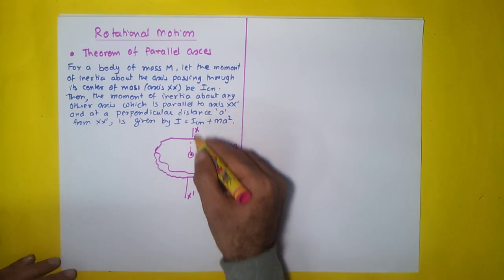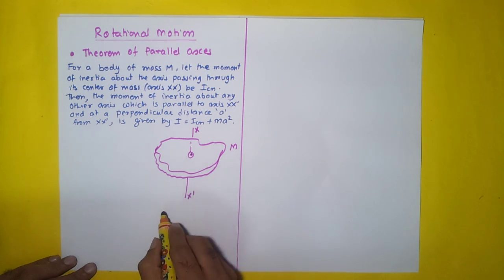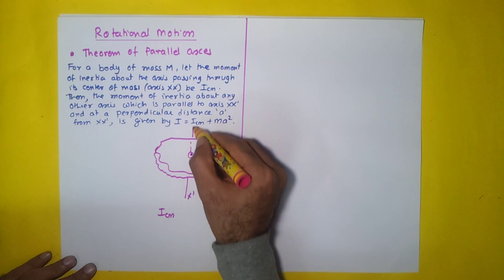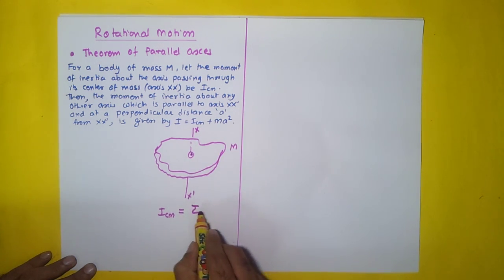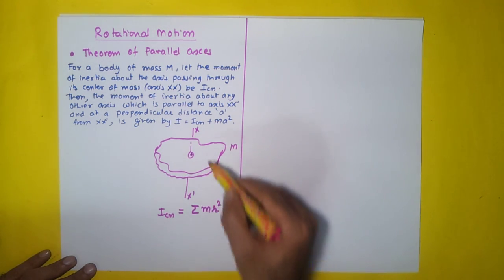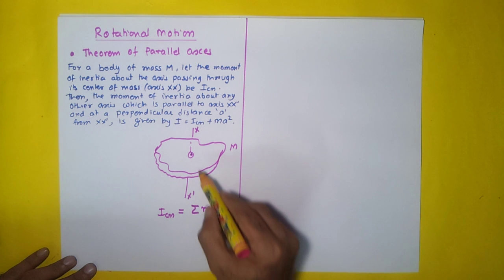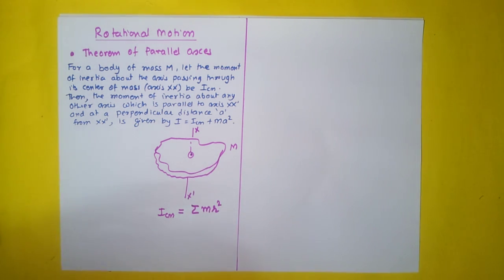And we know that if this is the axis passing through the center of mass, then the moment of inertia, ICM, that is the moment of inertia about the axis passing through the center of mass, is given by sigma m r square, where m is the mass of each and every particle of this object and r is the distance of each and every particle from the axis of rotation, right? So this is something which we have already studied earlier.